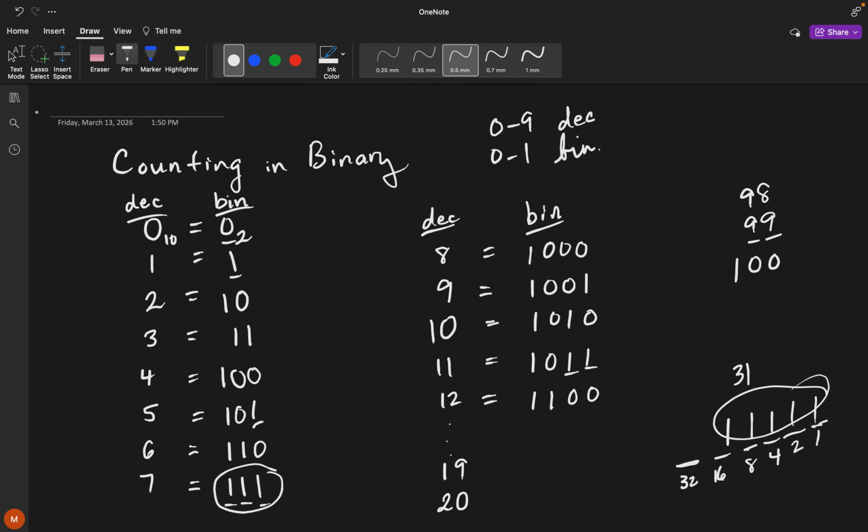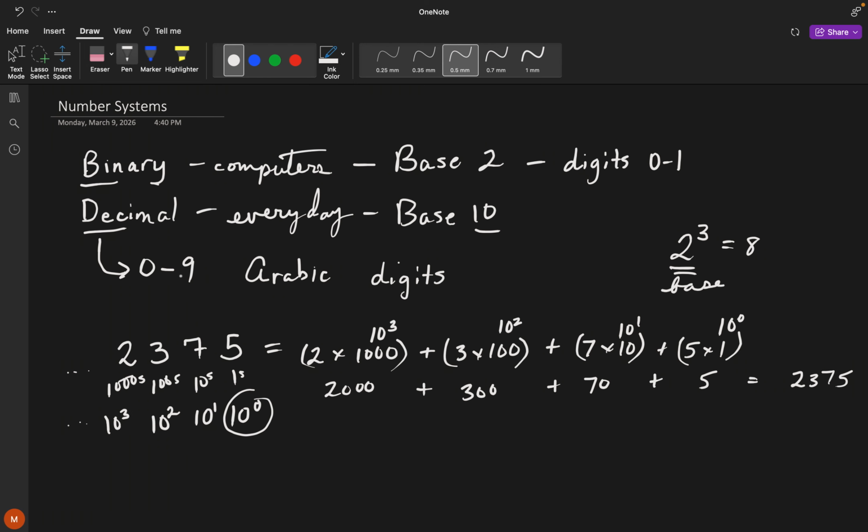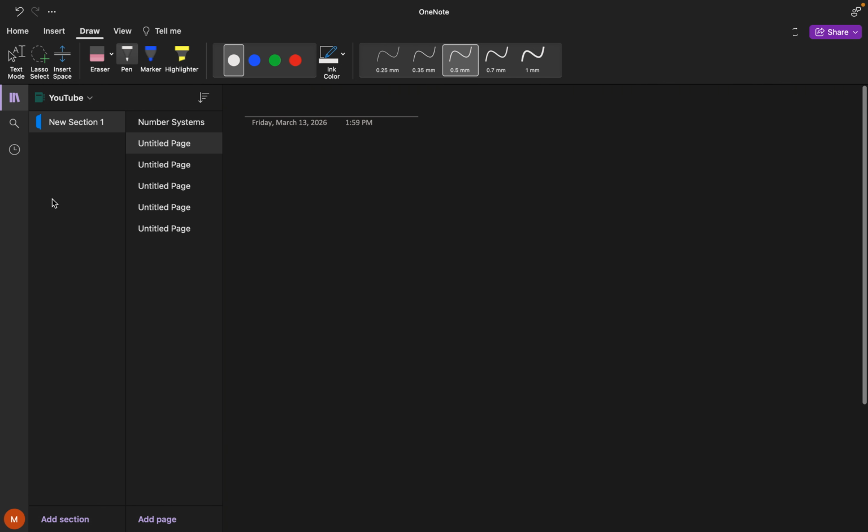Now, I'm going to go back to the beginning for just a moment to number systems. Remember we had this for base 10, and then we did the same thing for binary where we just had a different base. So all the place values were 1, 2, 4, 8 instead of 1, 10, 100, 1,000. Just want to let you know that there are more number systems than just binary and decimal. There are all kinds of weird ones.